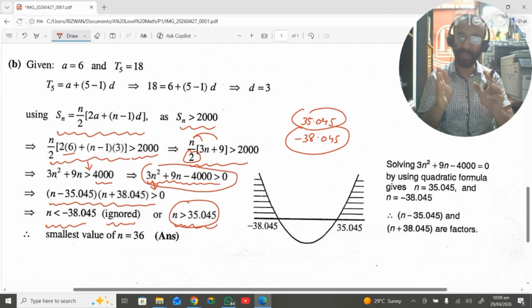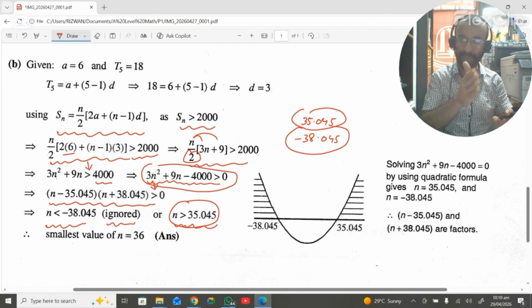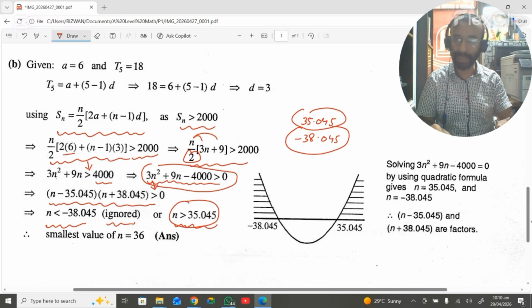And definitely the number of terms cannot be in decimal form; the number of terms is always an exact number. So n is greater than 35.045, so it will become n is equal to 36. So this was the question.